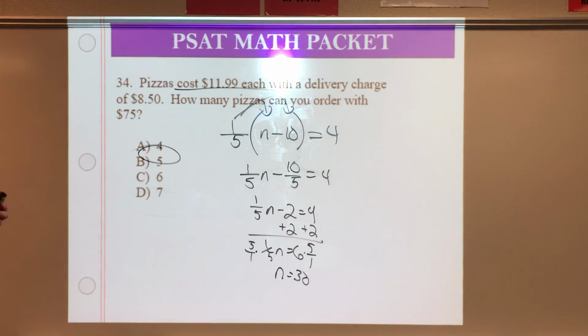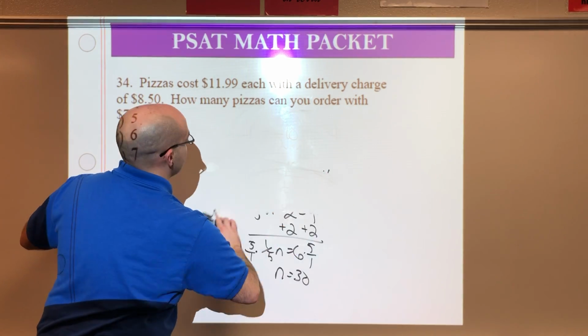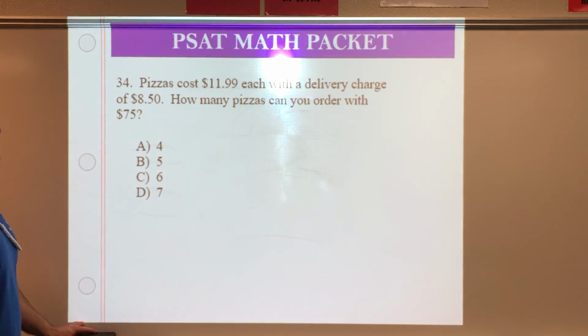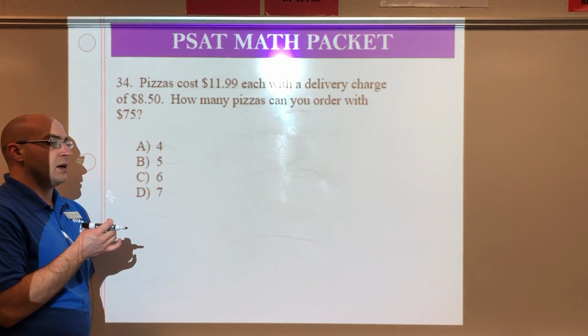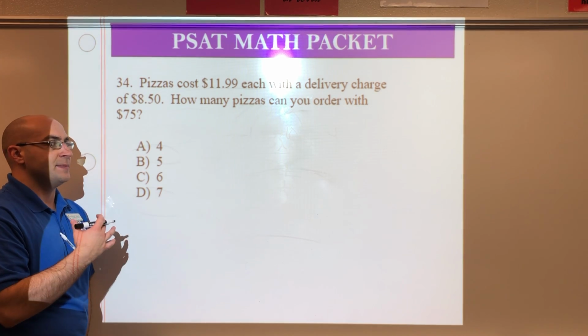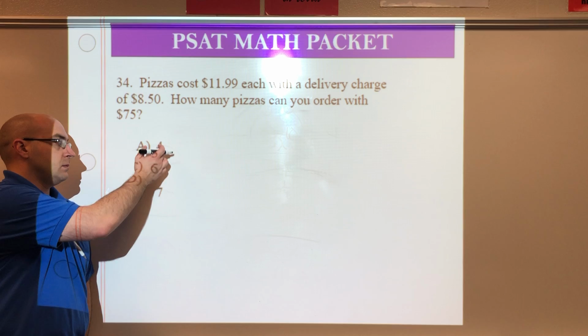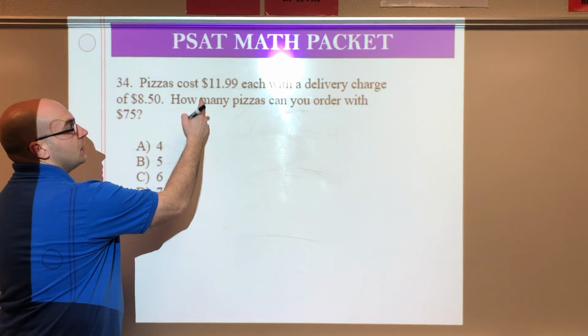Perfect. Moving on. 34. Pizzas cost $11.99 each with a delivery charge of $8.50. How many pizzas can you order with $75? Okay, so we need to set up an equation here before we can solve. Now remember that pizzas is asking for whole pizzas, not half pizzas, not slices of pizza, like an entire thing. And look at your answer choices, there's no decimals there. So I'm going to have to work this out one way or the other.